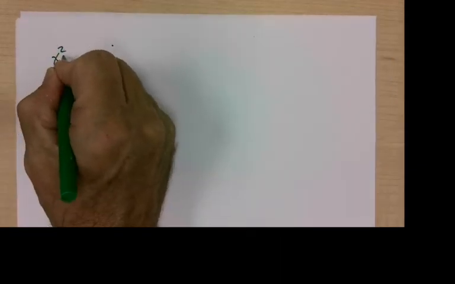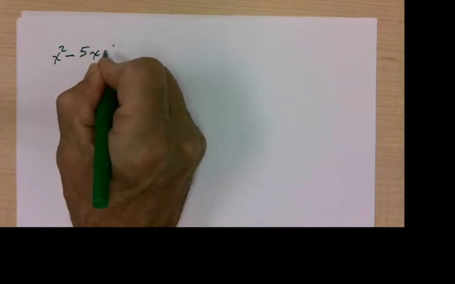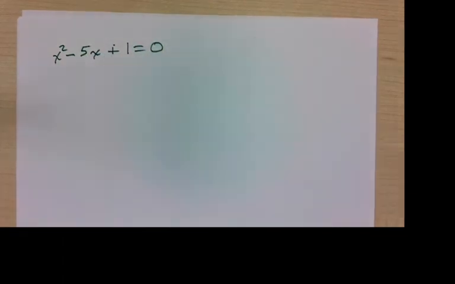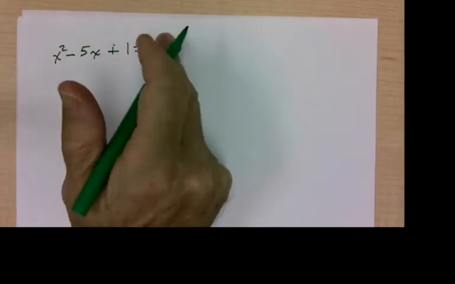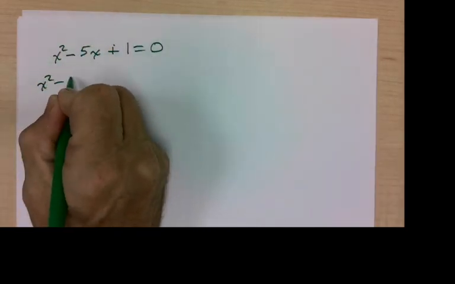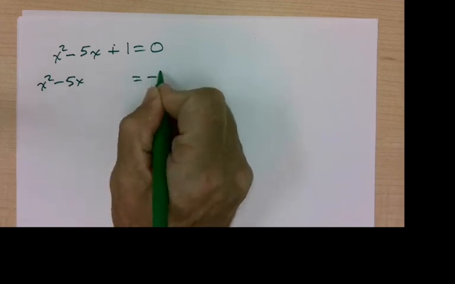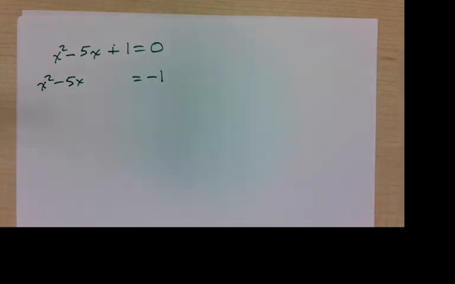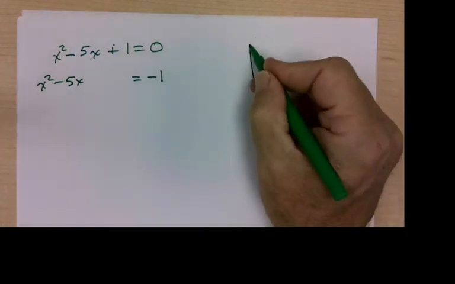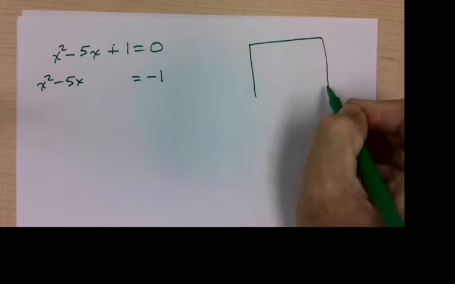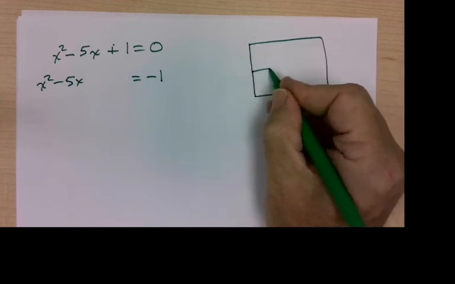Let's do the following. x squared minus 5x plus 1 equals 0. Again, it doesn't factor. So if we're going to use completing the square, we've got to have the number on the other side. Add negative 1 to both sides. x squared minus 5x equals negative 1. And we want to complete the square here. How are we going to do it? This way.